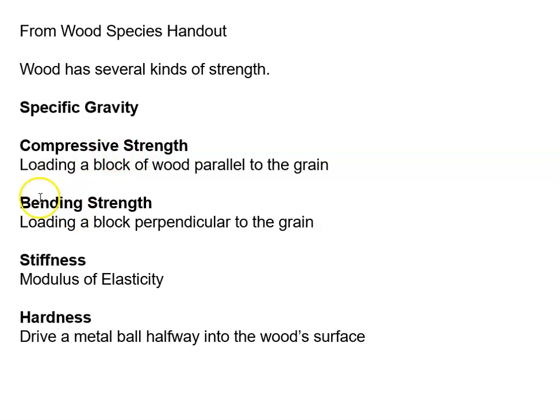So bending strength would be loading it perpendicular to the grain, which would be, of course, a beam, right? The axis of the beam runs horizontally, but they are loaded from above, and that would be perpendicular to the grain of the wood. The grain of the wood runs with the axis. So in a column, the grain and the axis run vertically, north and south. In a beam, the grain and the axis run horizontally, or east and west, so to speak.